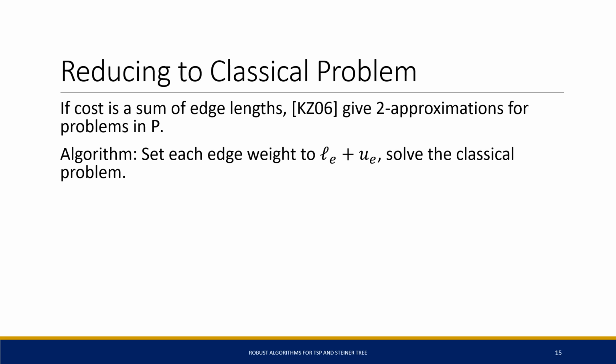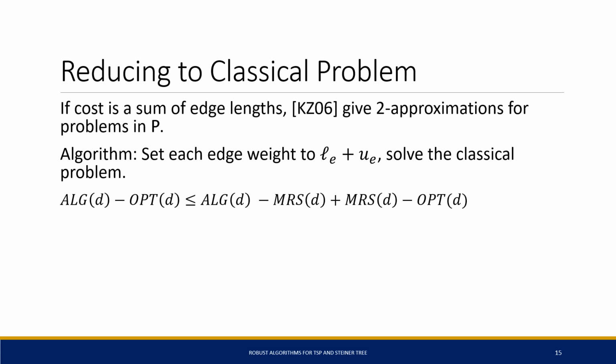So what this algorithm does, which gets a solution with regret at most 2 times MR, is it sets each edge weight to LE plus UE. You can equivalently think of this as setting each edge weight to LE plus UE over 2, because this is just scaling by a constant factor. So the idea is that it's setting each edge weight to the middle value within the range and solving an average case input. So once we set the edge weights to these values, we just solve for the optimal solution, which we can do since the problem is in P.